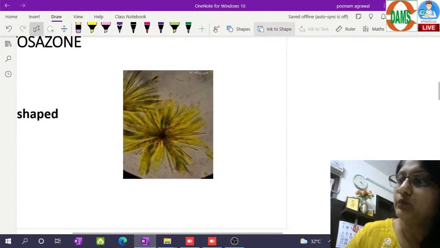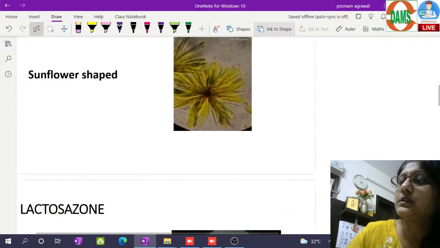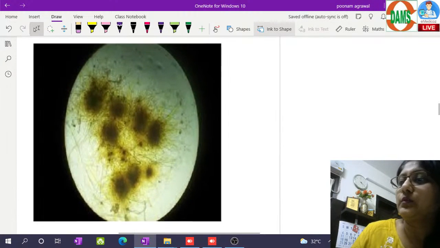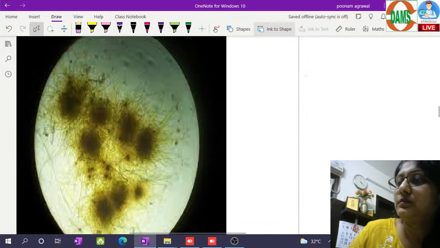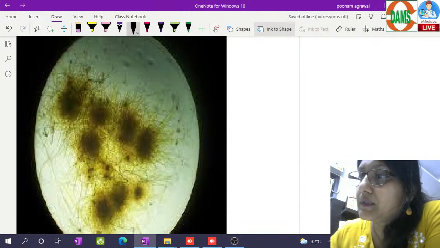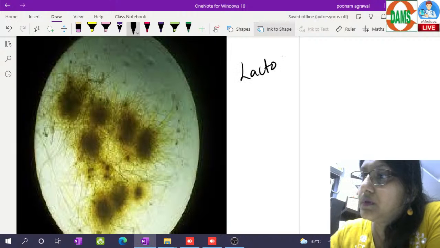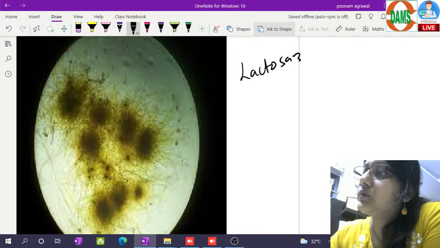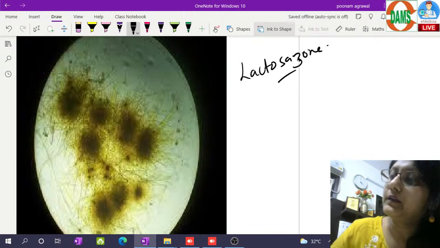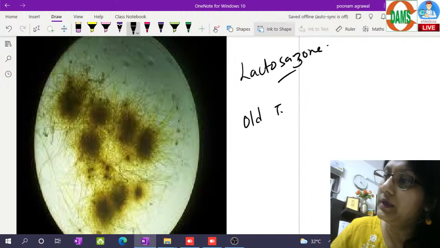I'll see if I have those pictures. Yes, this is lactosazone. What appearance can you see here? Lactose. It's an old tennis ball appearance. We call it, this is lactosazone. Lactosazone. And it is an old used tennis ball appearance.